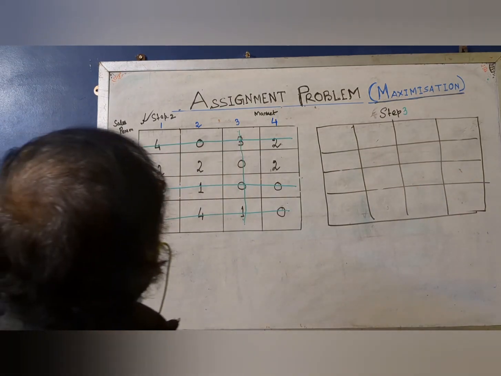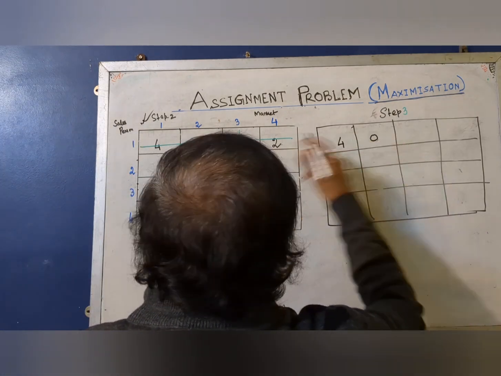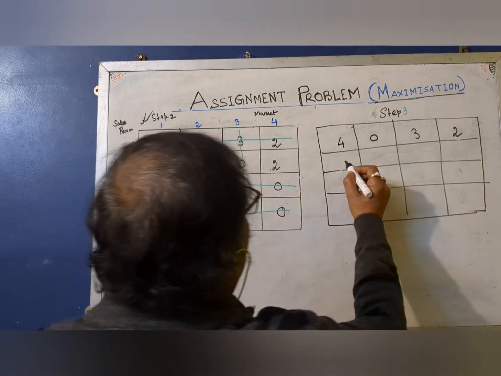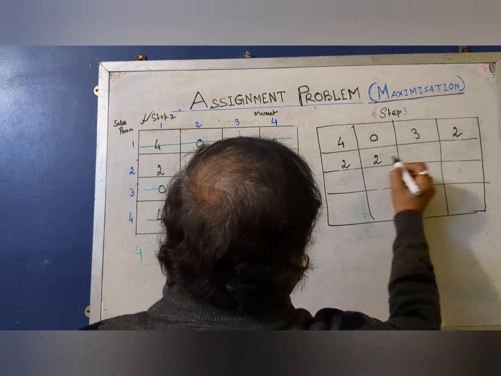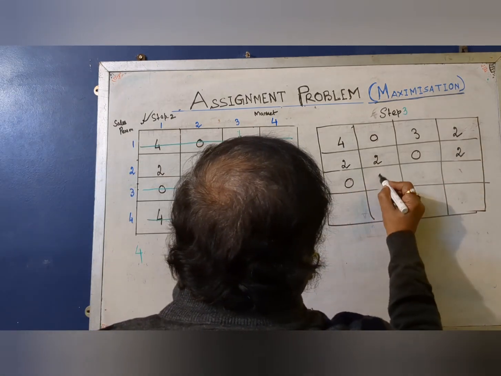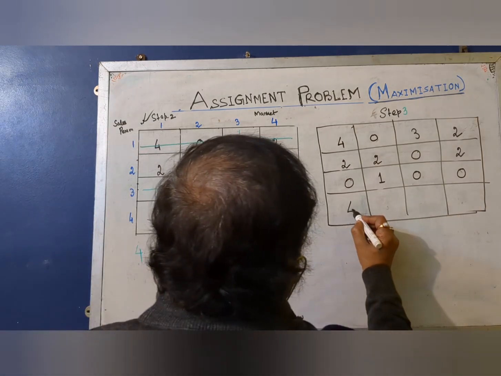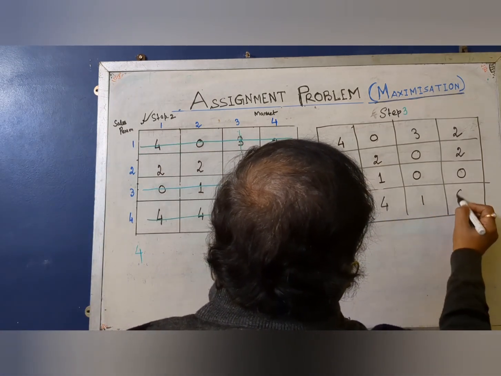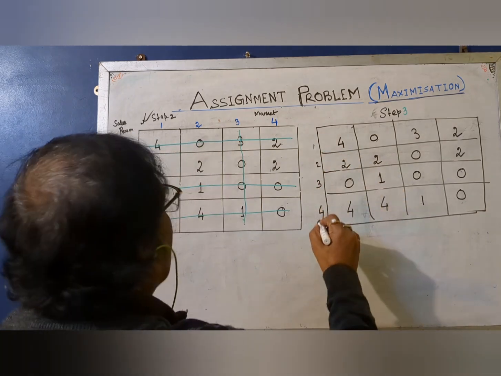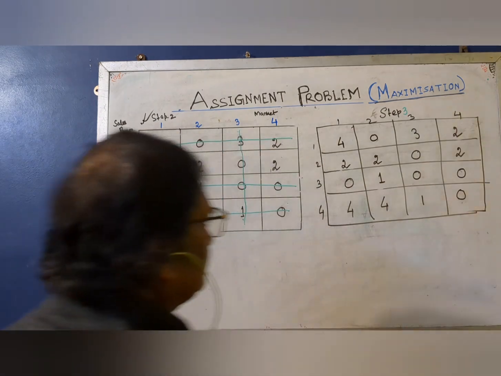So first I put the elements of the matrix: 4, 0, 3, 2; 2, 2, 0, 2; 2, 2, 0, 1; 0, 0, 0, 1; 0, 4, 4, 1. These are the salespersons 1, 2, 3, 4, and these are the marketplaces 1, 2, 3, and 4.